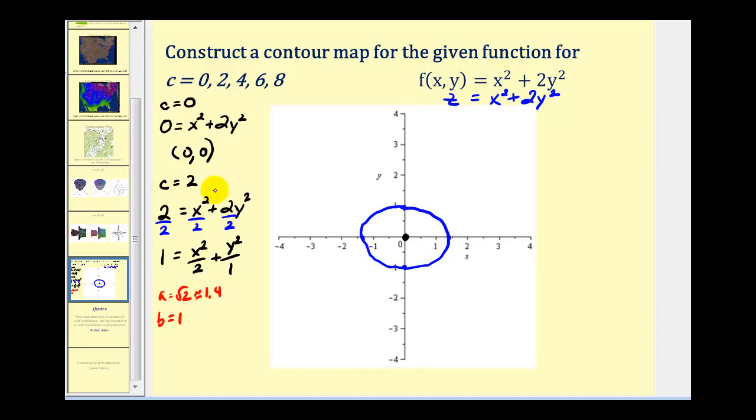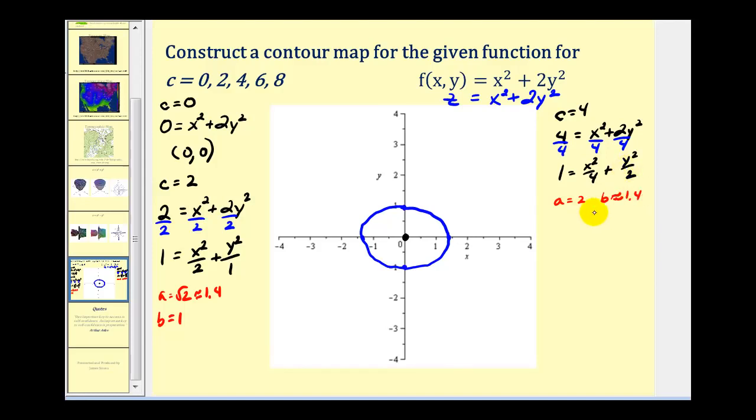Now we'll just keep doing this for these additional values of c. So next we have c equals 4. So we're going to have 4 equals x squared plus 2y squared. Again, it's an ellipse. We'll divide everything by 4. So we're going to have 1 equals x squared over 4 plus y squared over 2. So again, we have a horizontal major axis, but now a is equal to 2, and b would be equal to the square root of 2, again, which is approximately 1.4.